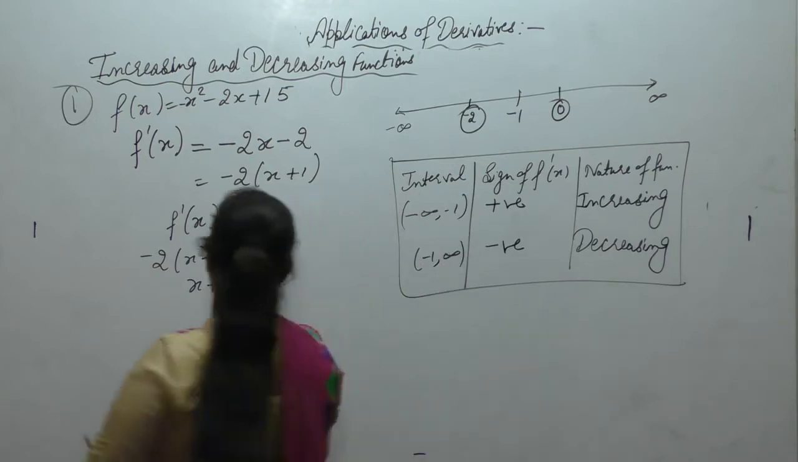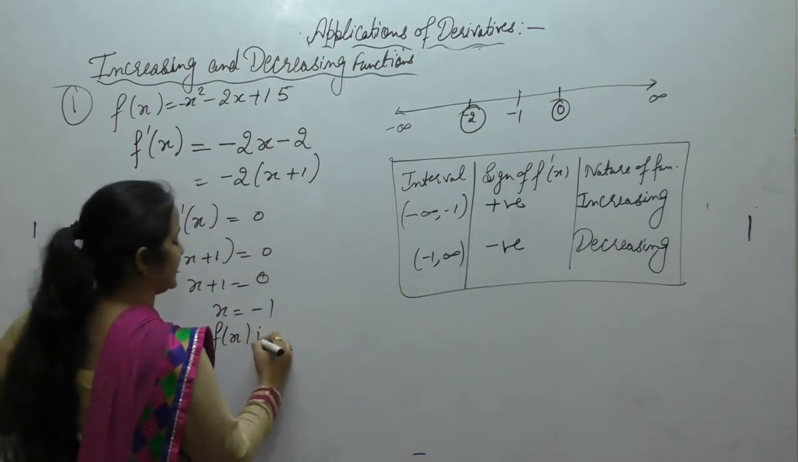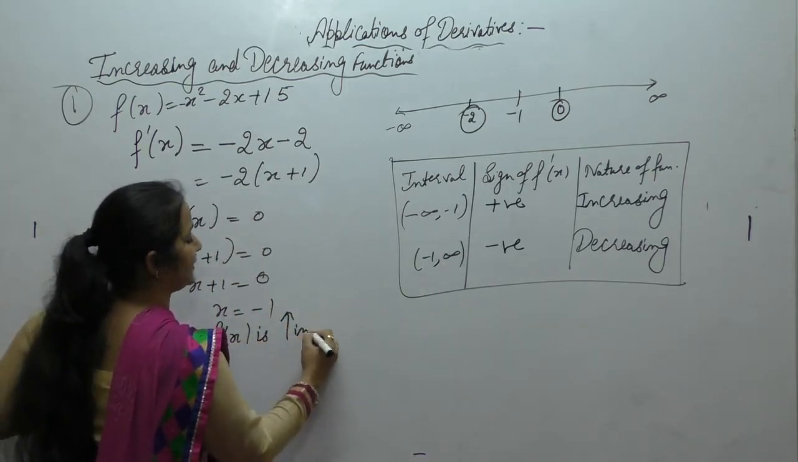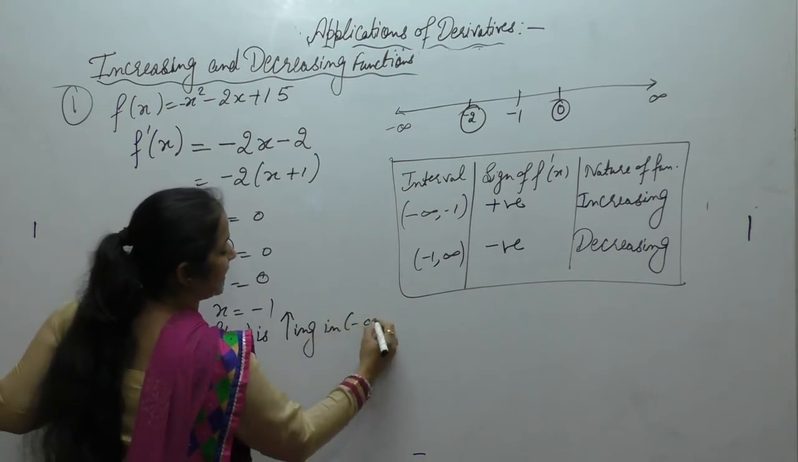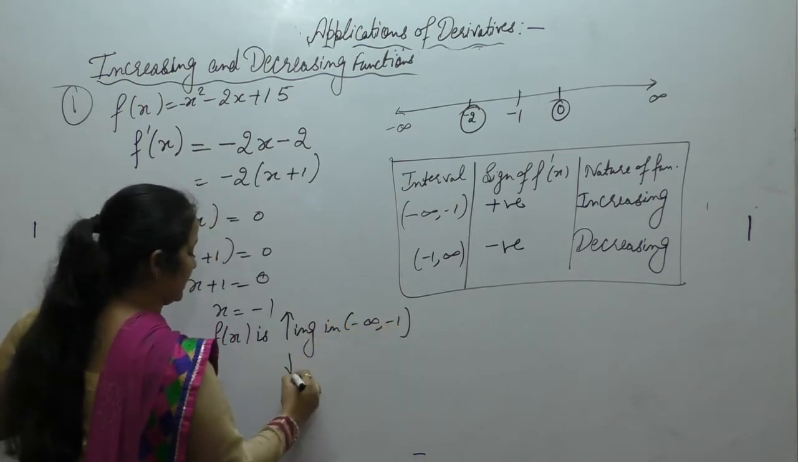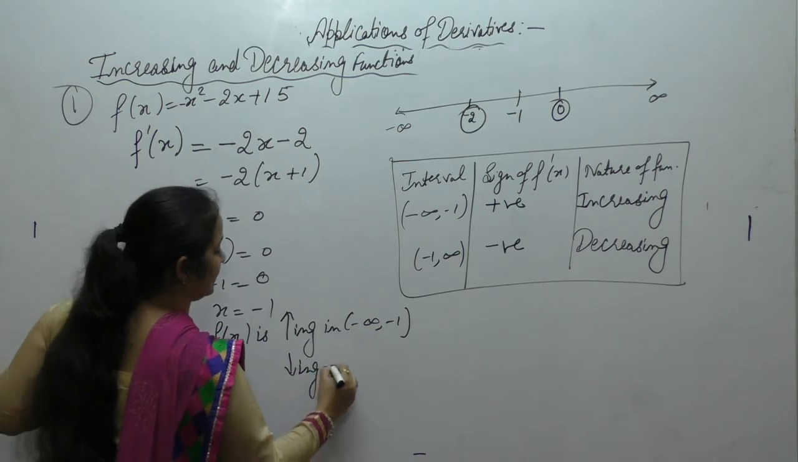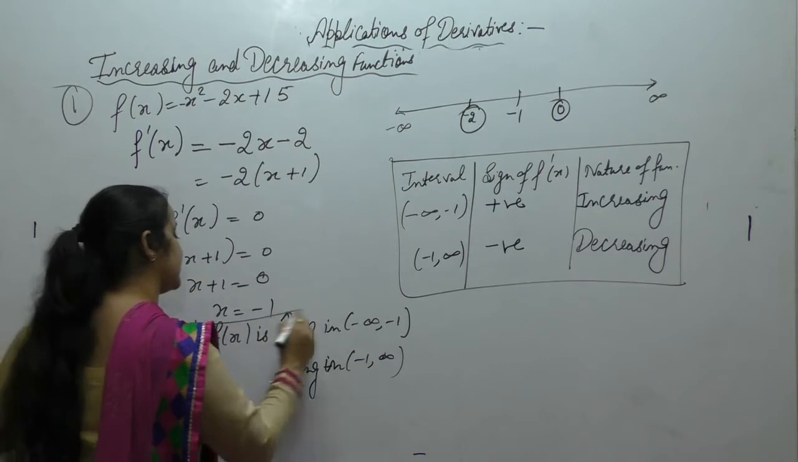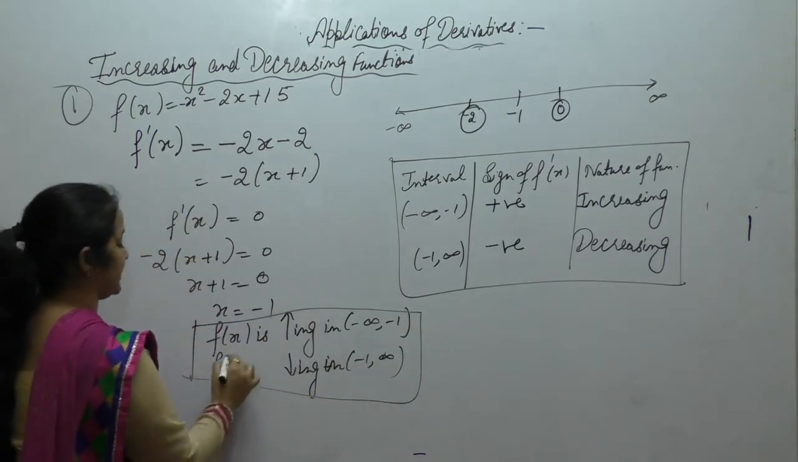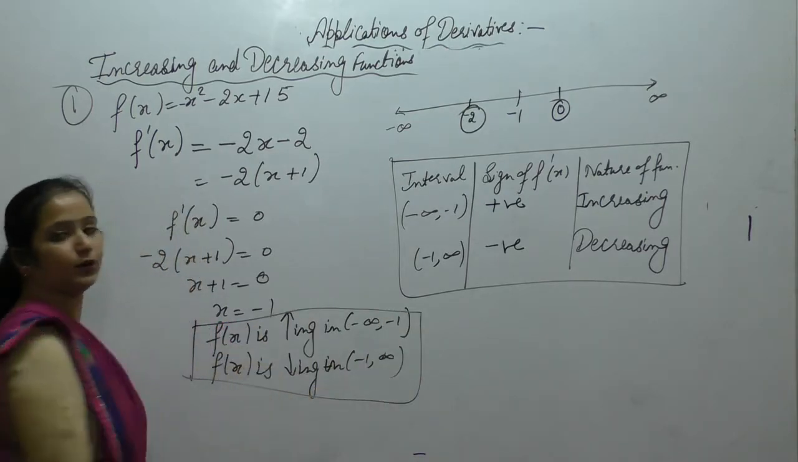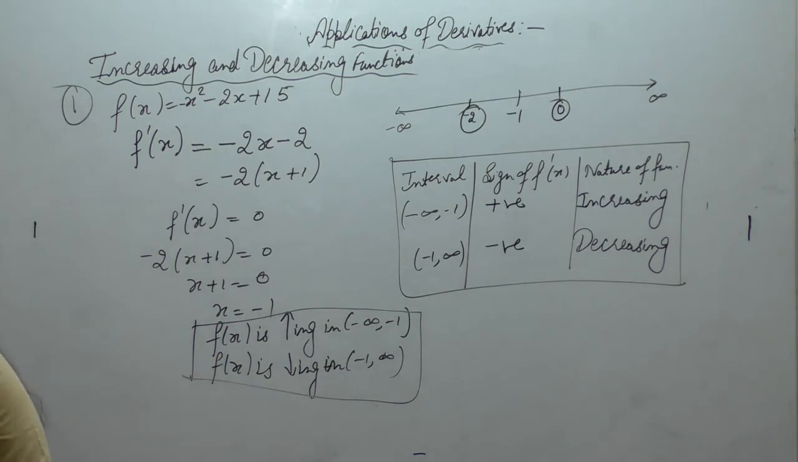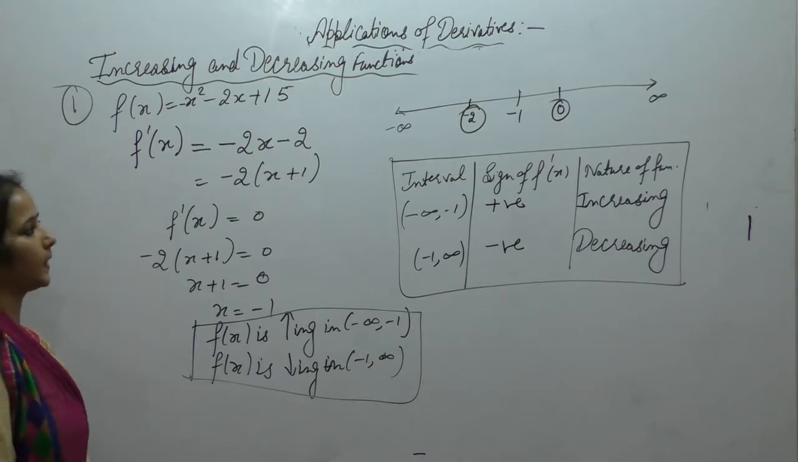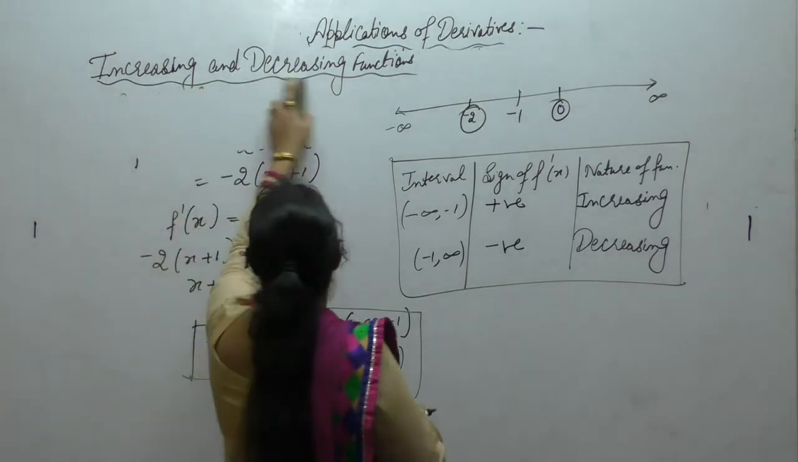So we can say that f of x is increasing in minus infinity to minus 1, and decreasing in minus 1 to infinity. Note it down. Now the next question.